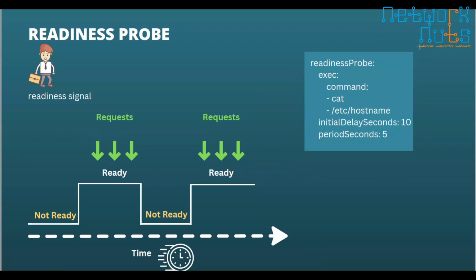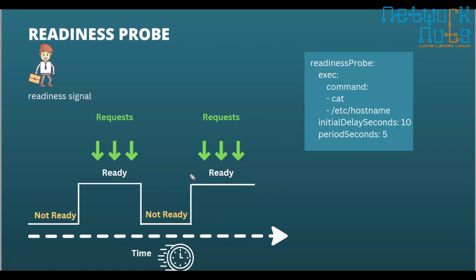So it keeps on checking that var www.html index.html file, and the request will be sent only when it is ready. If it is not ready, it will not send the request to that pod, so that the customers will not be getting the default Apache page or a wrong page. So let's try it, how it works. Let's check it out, guys, right?